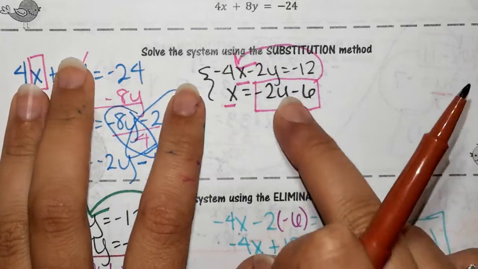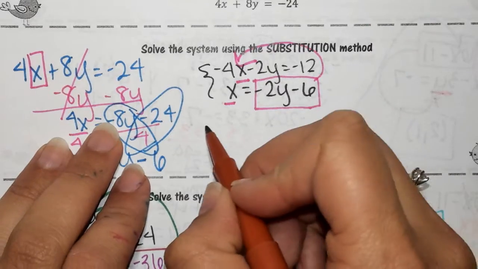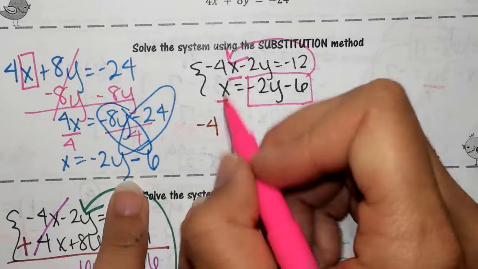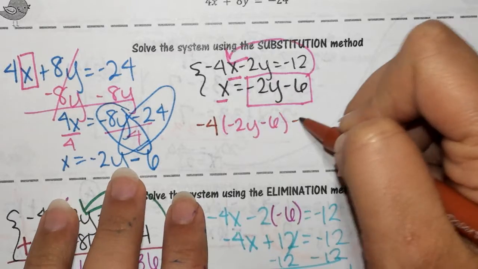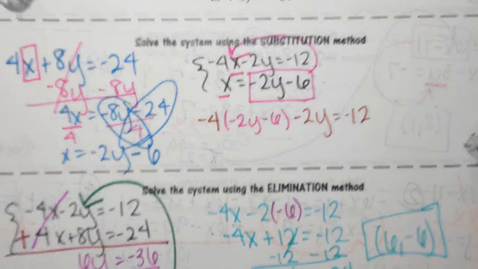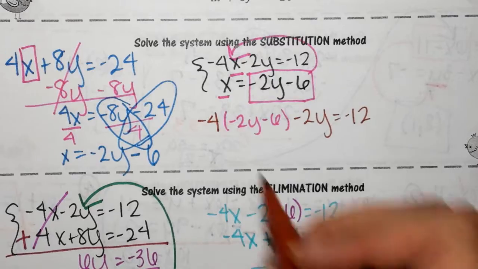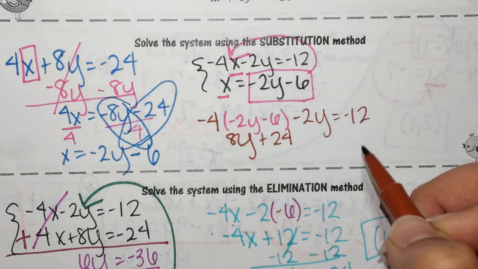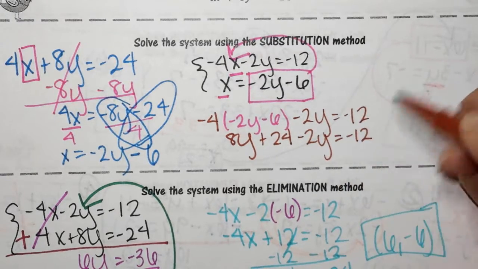So did you take what x equals and plug it in up here? So you wrote -4 times what? Times -2y minus 6, minus 2y equals -12, right? Did you distribute your -4? And you got 8y plus 24 minus 2y equals -12, right?